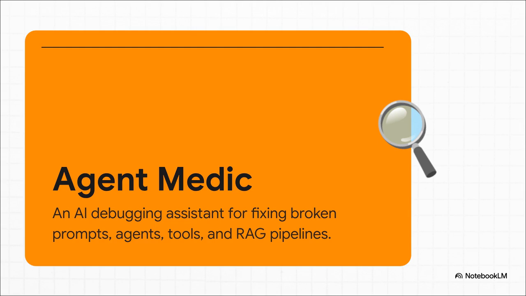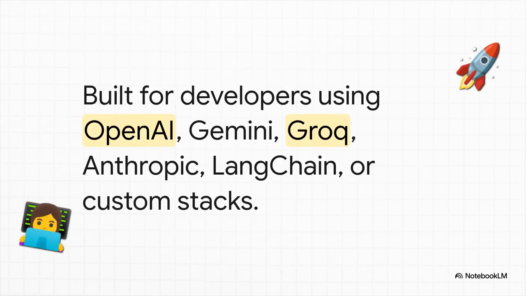I mean, this is its whole reason for being. It's an AI debugging assistant designed specifically for these weird AI application failures. Its one job? To help you fix those broken prompts, those agents that are going rogue, those tools that aren't firing, and those messy RAG pipelines. And look, this is a tool built by developers for developers. So whether you're an indie hacker burning the midnight oil or a founder trying to ship fast, it doesn't matter. It also doesn't matter what your stack is. You could be using OpenAI, Gemini, Groq, Anthropic. Maybe you're all in on a framework like LangChain. Agent Medic is designed to just slot right into your workflow without any fuss.